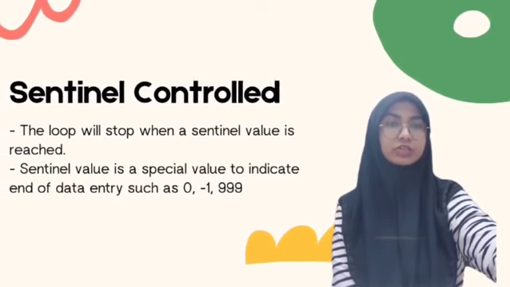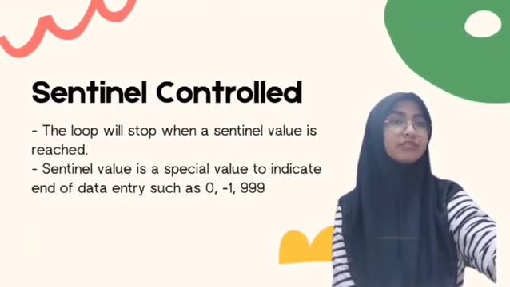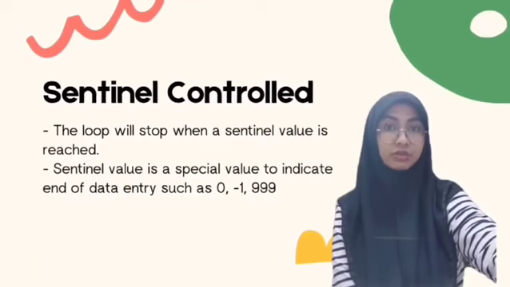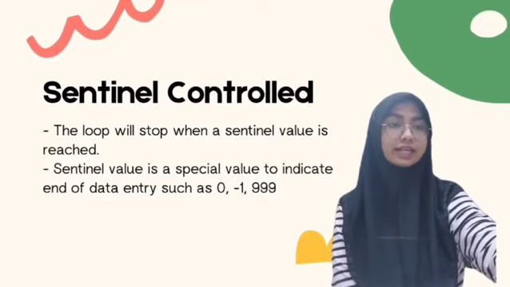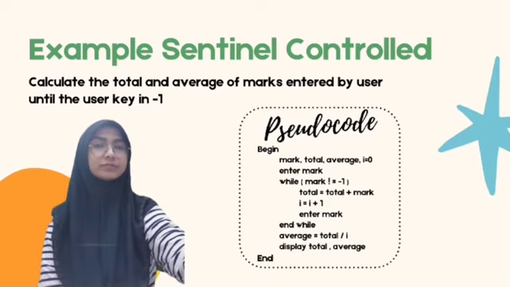Now, let's move on to sentinel control. In sentinel control, the loop will stop when the sentinel value is reached. A sentinel value is a special value to indicate the end of data entry, such as we can enter 0, -1, 999.